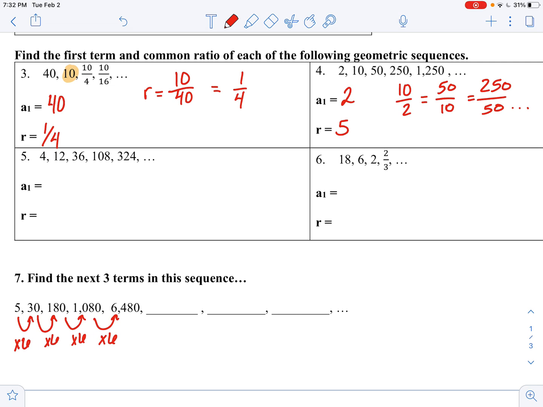Now for numbers 5 and 6, I'll give you a minute here. See if you can find the common ratio and the first term in 5 and 6. Pause the video, and check your work by unpausing and watching my work.